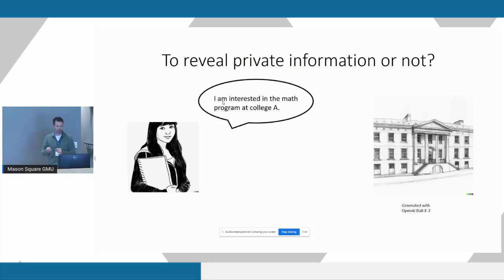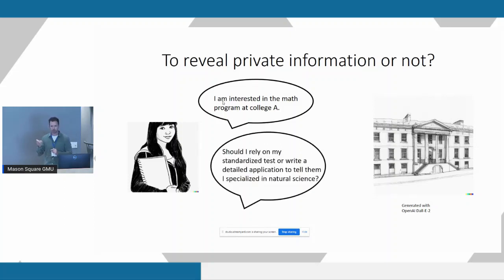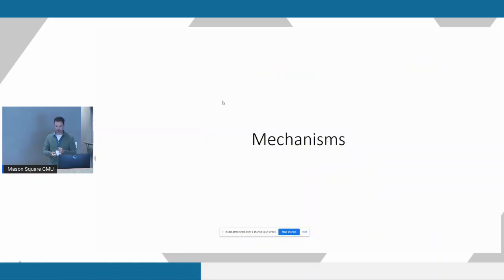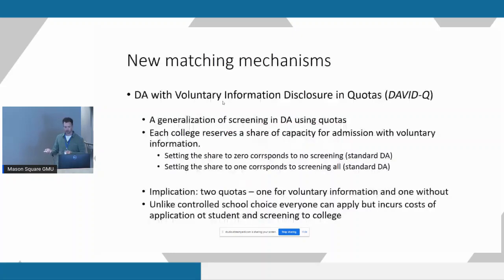Okay, so we have that Anne is interested in College A, so we want to give Anne the chance to disclose information about herself in addition to the standardized test score. That's sort of the task that we endow all students with. So let's set this up with two formal mechanisms. We have the first one that we call the quota-based deferred acceptance with voluntary information disclosure. It's actually quite simple.